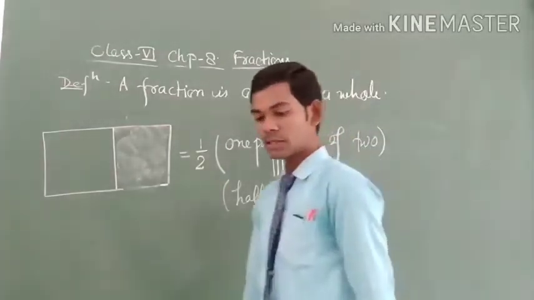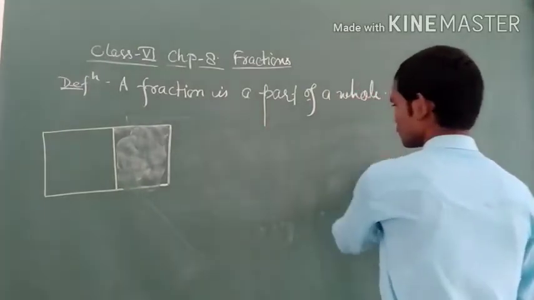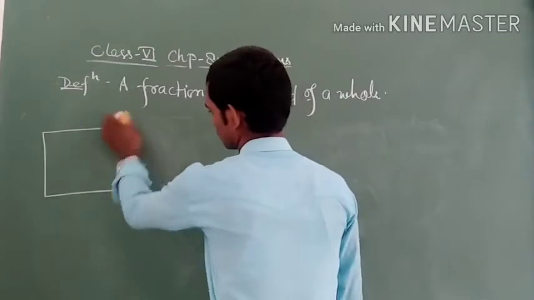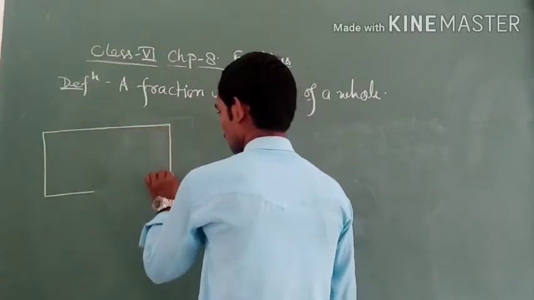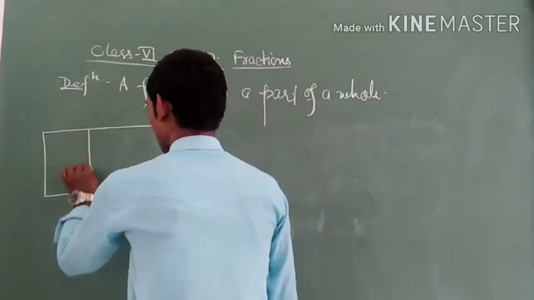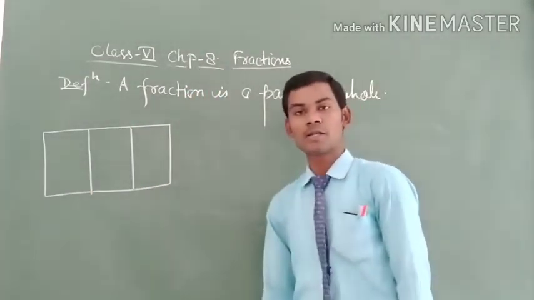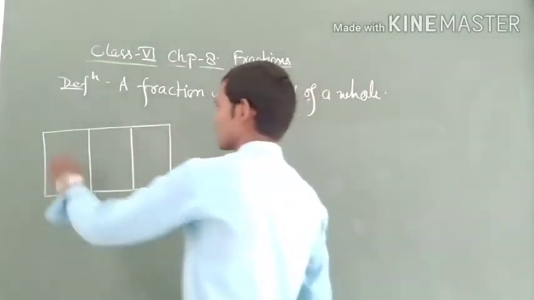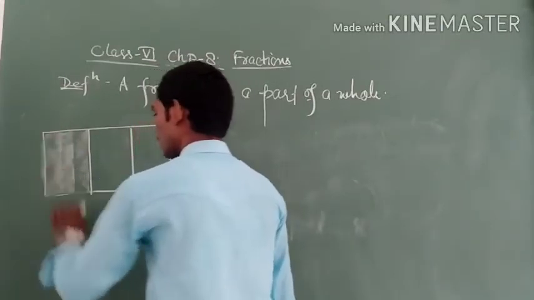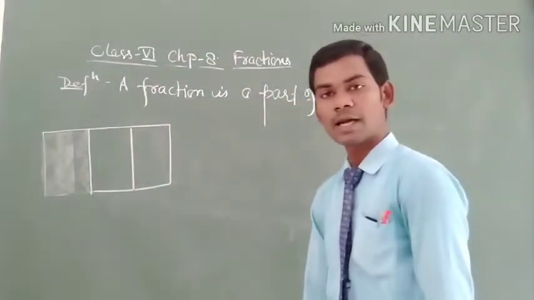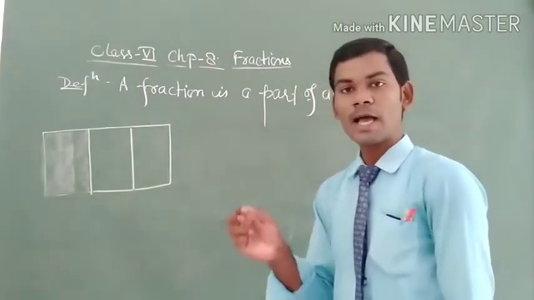In the next figure, if we divide the rectangle into three equal parts, and if we shade one part, then here we can see that one part out of three has been shaded.